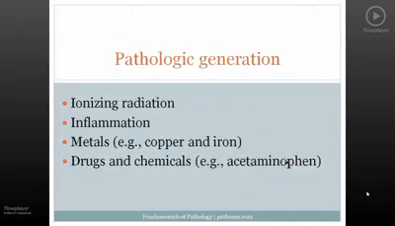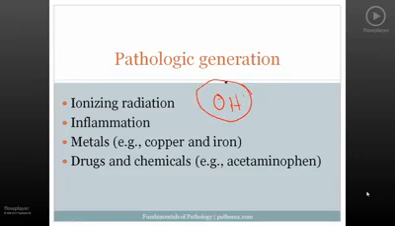Free radicals can also be generated pathologically. Some important examples: ionizing radiation can generate free radicals, and with ionizing radiation, the classic free radical that's generated is actually hydroxyl ion, OH. And what's important to recall here is that the way by which ionizing radiation generates these free radicals is that the radiation actually hits water within tissues, and once it hits water within tissues, one possible consequence of that is the generation of hydroxyl free radical.